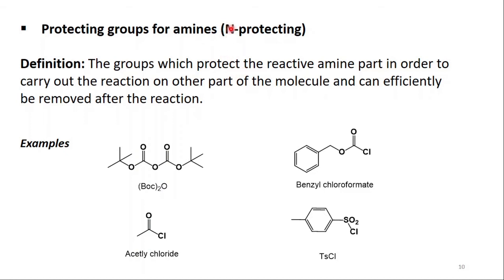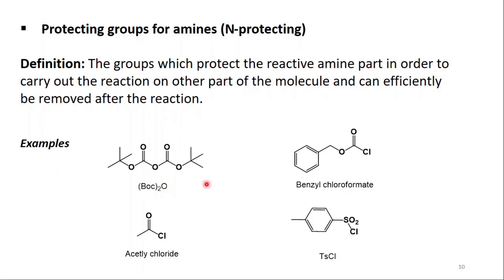N protecting group is nothing but a protecting group used for NH2 or NH, that is, amino protecting groups. Not only N, don't misunderstand the term. N protecting means protecting groups used for amino groups. These groups protect the amine part and make the reactions at the other parts of the molecule facile after protecting NH2 or NH, and at the end this can be removed without interfering with the other parts of the molecule.